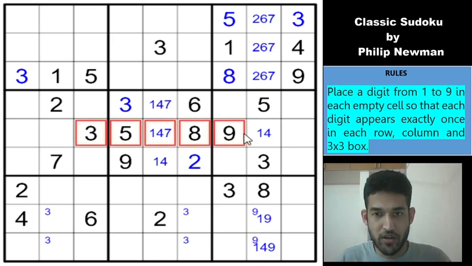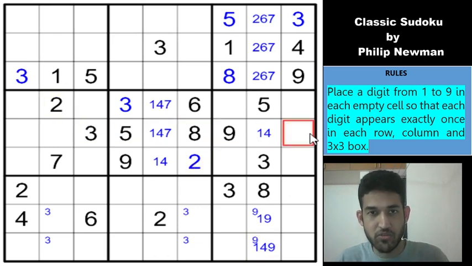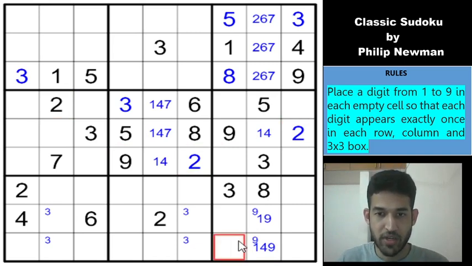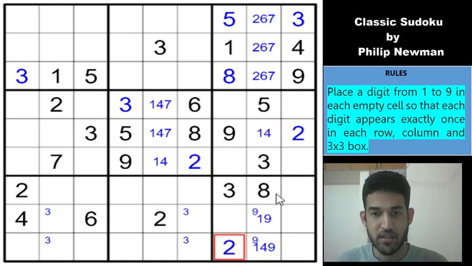Okay, now if you look at row 5, there is only one cell left for the 2. So we can place the 2 here. And that gives the 2 in box 9, only one cell again. Just using scanning technique.